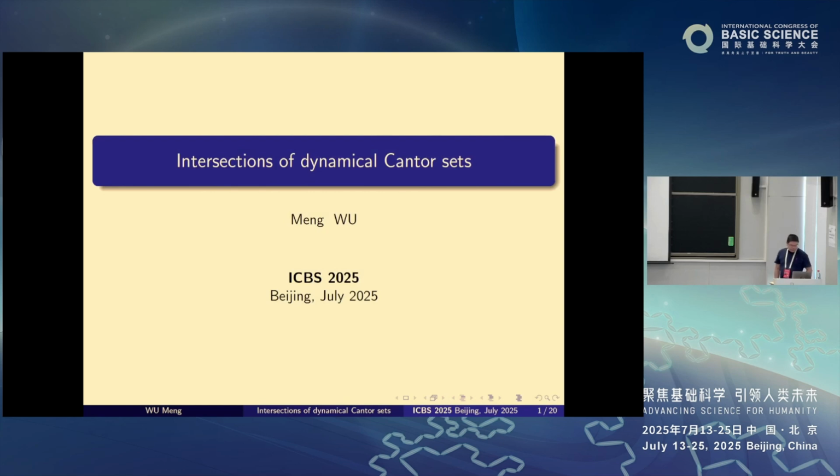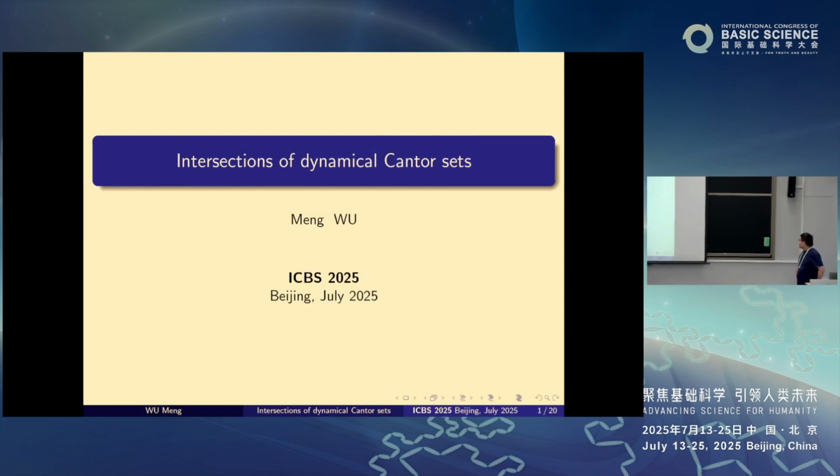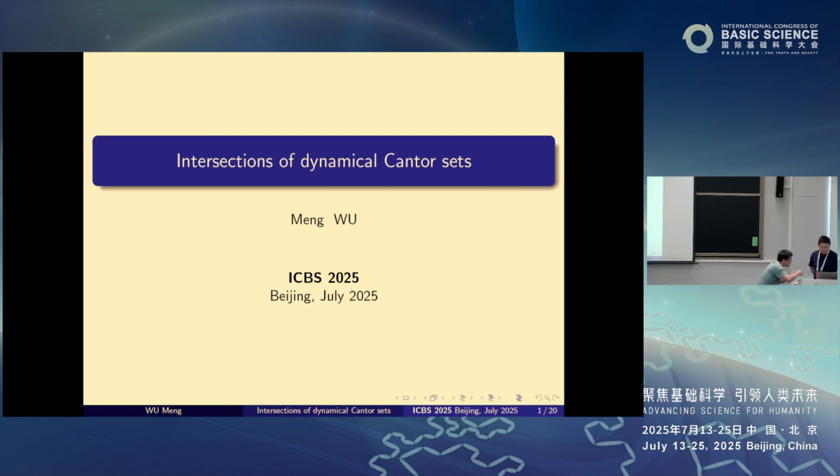Thank you for the invitation. It's a pleasure to speak here. I was supposed to talk about some topic about intersection of Cantor sets, and most specifically about a conjecture of Fürstenberg about intersection of times 2, times 3.